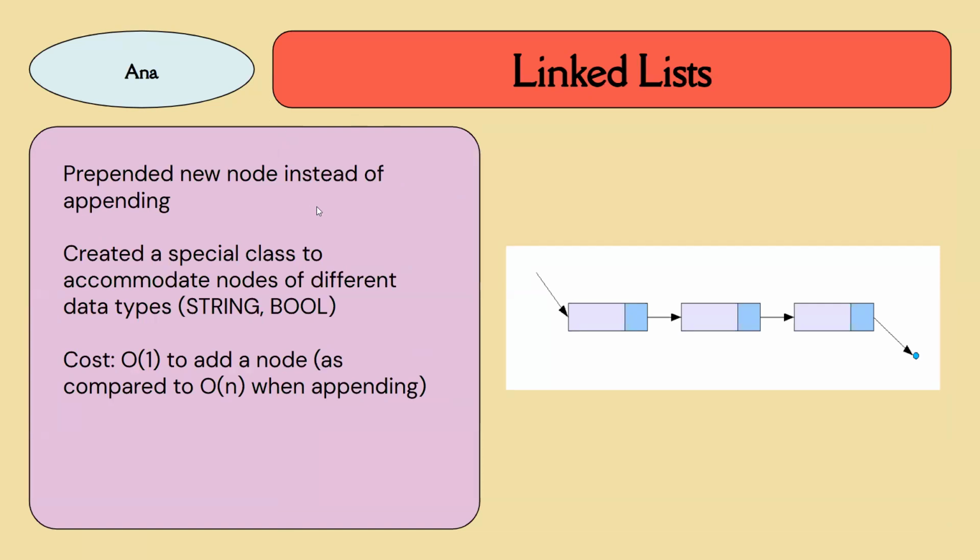Some little notes on the linked list. We prepended new nodes instead of appending. And this was partially because it's big O of 1 to add a node to the beginning, but it's big O of n to add a node to the end. And we knew that we wanted to make the hash index the head node to make it easy for storage in the hash table. So we decided to prepend instead of append to keep costs down.